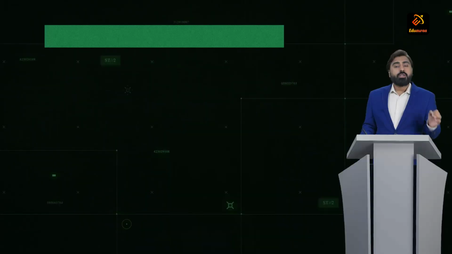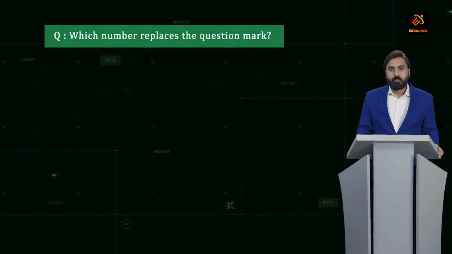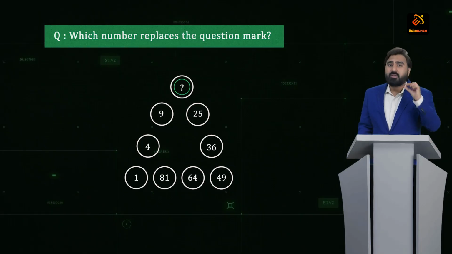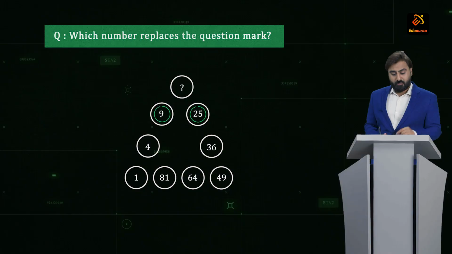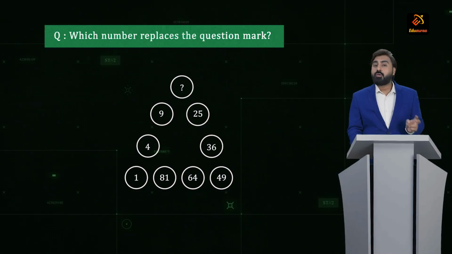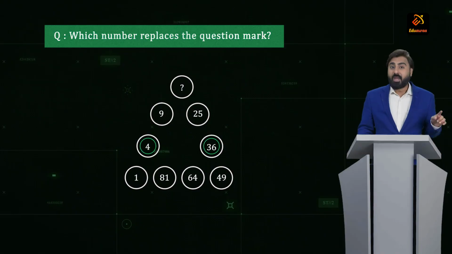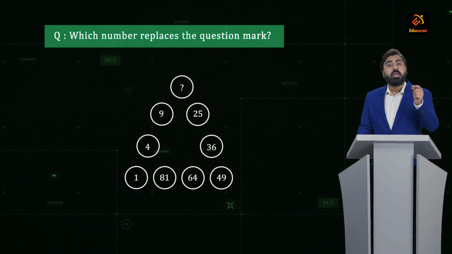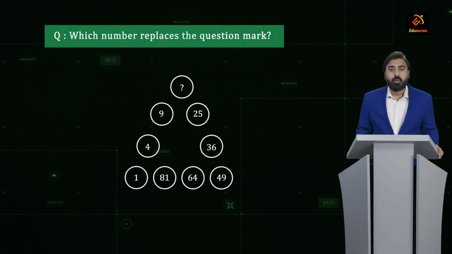The next question is, which number replaces the question mark? There is a diagram given, and it says that there is one missing number at the top. Below that you have two numbers, which are 9 and 25. Below that you have two more numbers, which are 4 and 36. And below that you have four more numbers, which are 1, 81, 64 and 49. So how will you solve this? Now students, if you see properly, there are different numbers: 1, 4, 9, 25, 36, 49, 64 and 81.